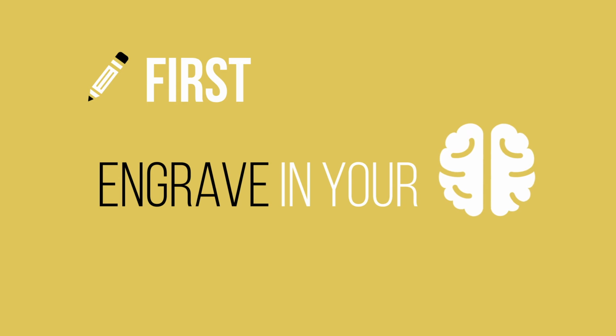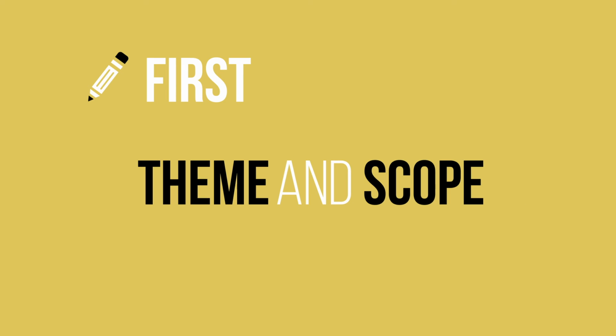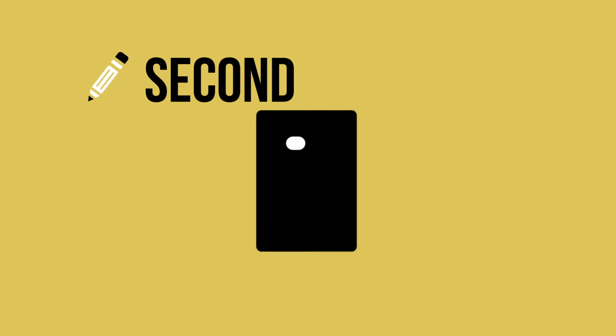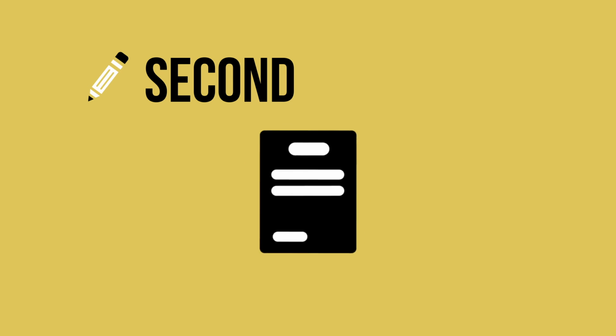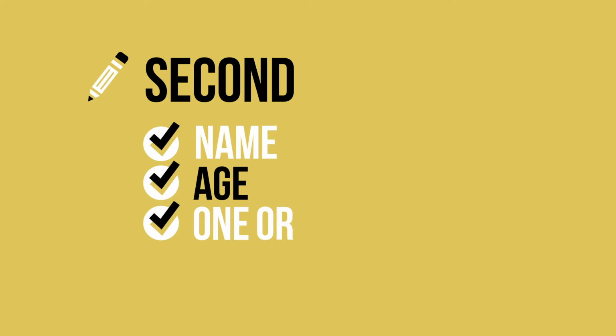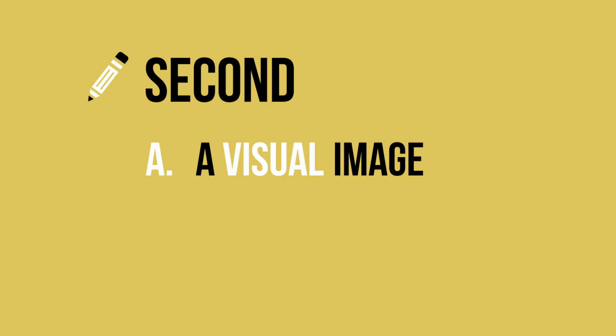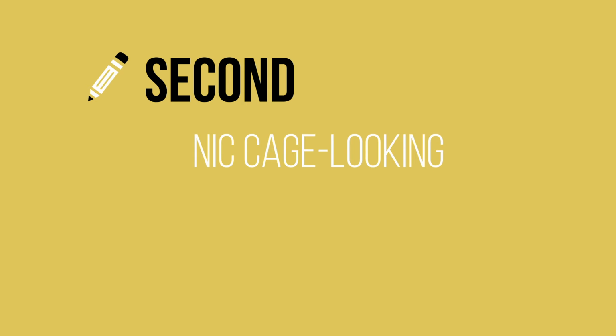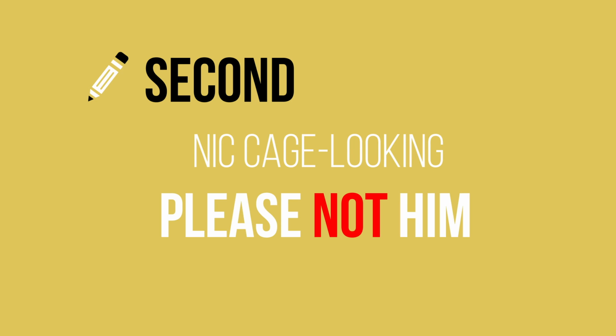First, engrave in your mind the following. Every choice you make should be within the theme and scope of the story. Second, write a list of your characters and write the following for each. Name, age, one or two words to describe. A, a visual image, namely any physical description, could be a reference, example, Nick Cage looking. Please not him.